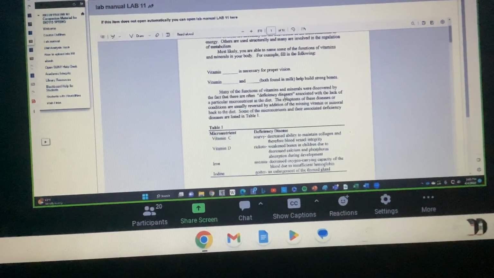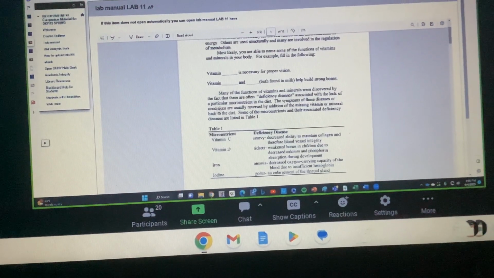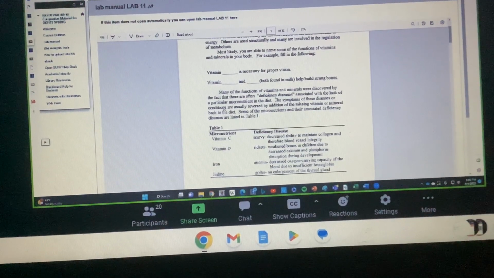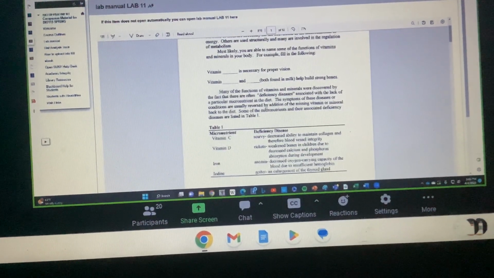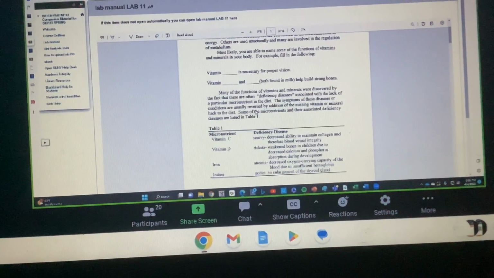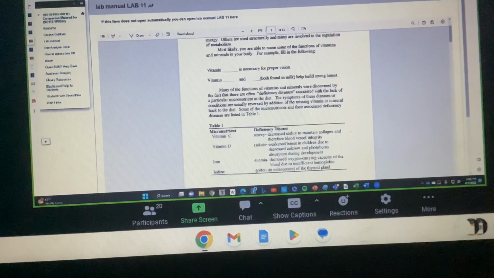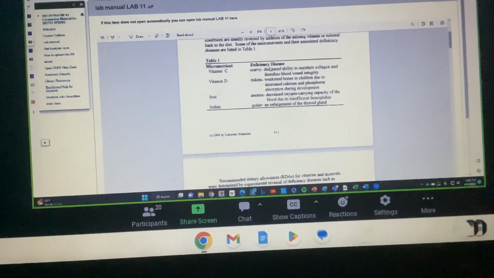So deficiency diseases are associated with a lack of a particular micronutrient. Right? So the symptoms of diseases or conditions are usually reversed. And that's a great point. They can be treated. They can be reversed and made healthy by addition of the missing vitamin or mineral back in the diet. So let's look at some of the majors.